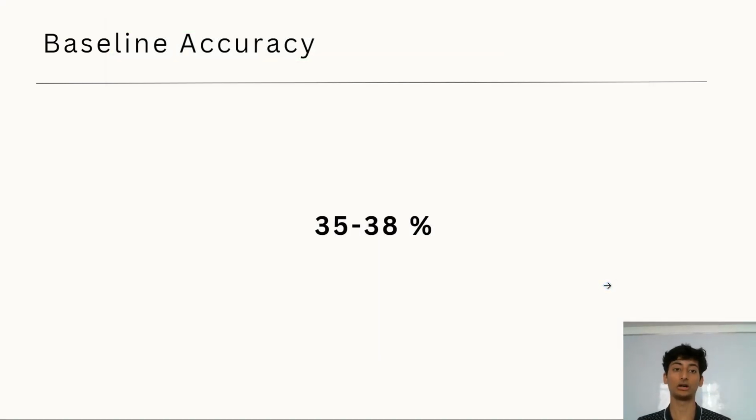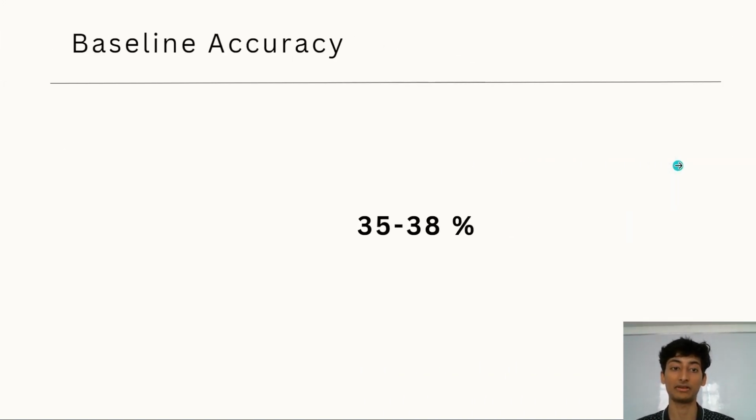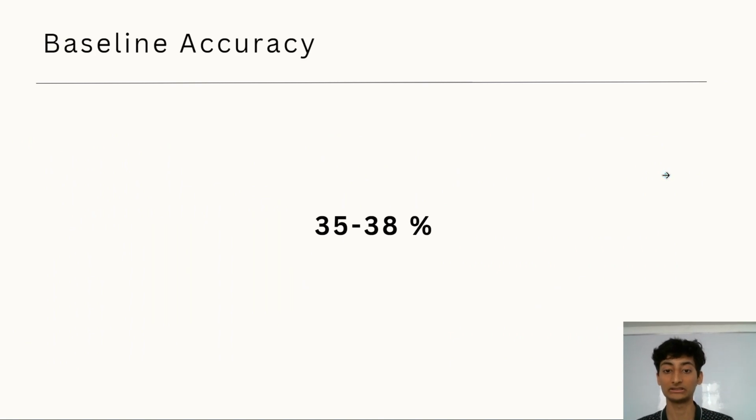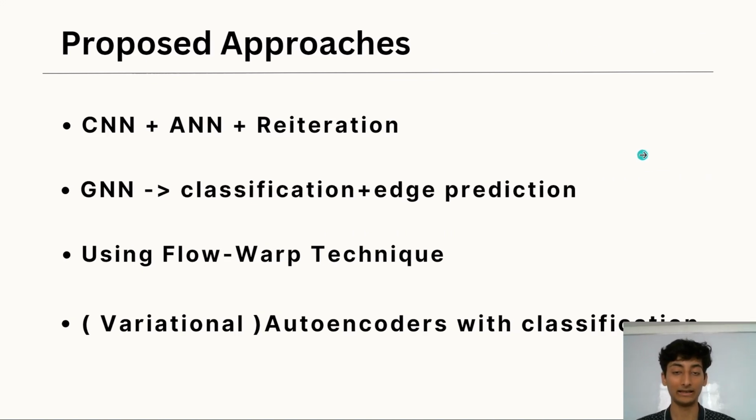So last time we left at this particular slide, and I told you to absorb what I spoke till now, which was regarding the approaches that we have covered, the updated CNN ANN model, and the accuracy that we got here, per piece accuracy, which is 35-38%. So let's move further, and using the baseline that we had, we proposed 4 different approaches.